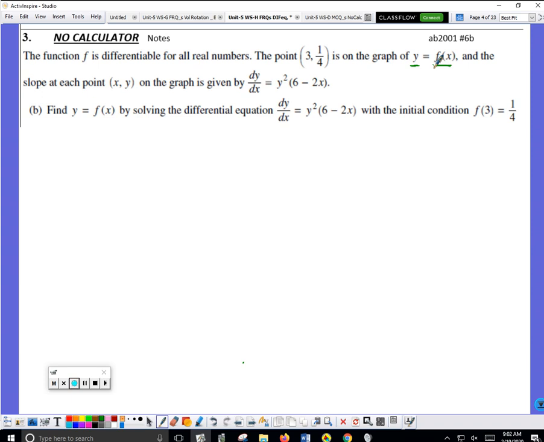It says the slope at each point on the graph is given by this equation. So that's the formula for finding the slope at every point on the graph of f, or the graph of y equals something. It says find that equation by solving that differential equation.